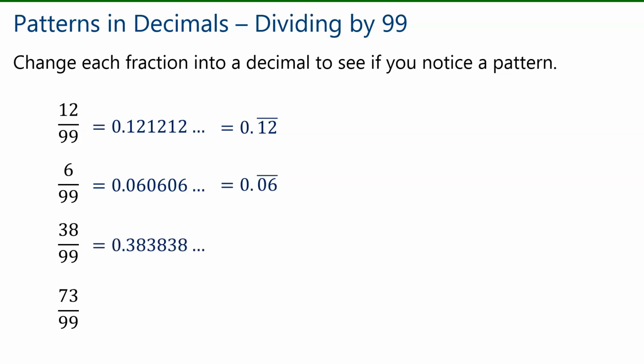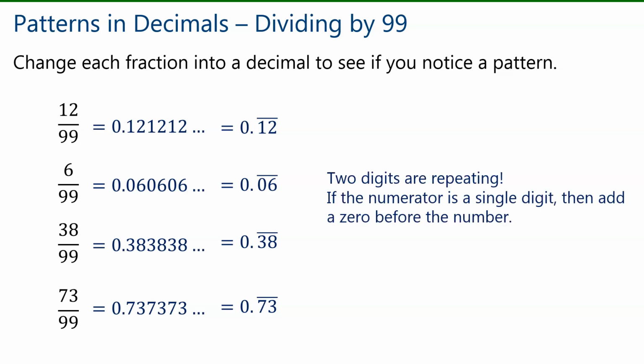38 over 99 is 0.38 repeating. So now take a second to think what 73 over 99 is without using a calculator. And then when you check, it is 0.737373. So the pattern here is that this time there are 2 digits repeating. Whatever's in the numerator, but if the numerator is a single digit, then you have to add a 0 beforehand, just like with the 6 over 99. It's 060606.